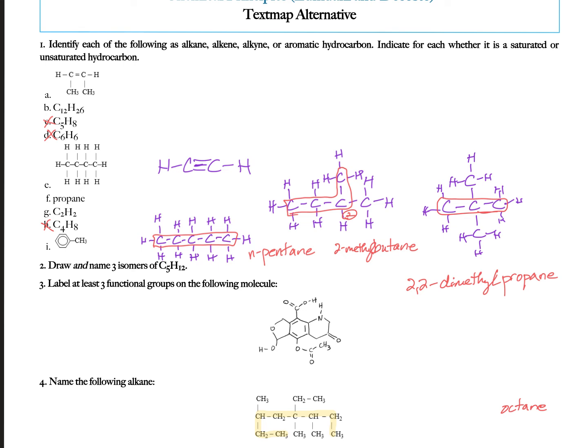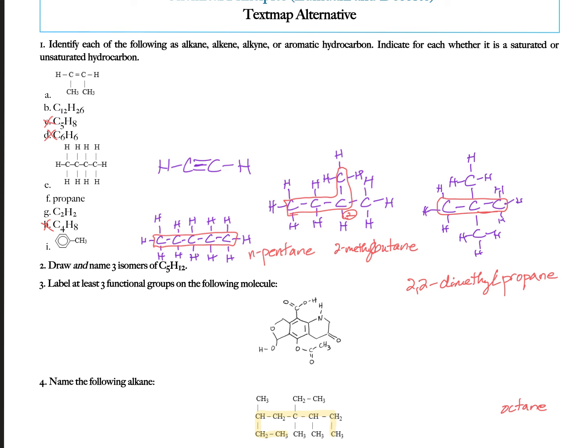So I've got to look at all the other numbers and see which numbering system is going to give me the lowest set of numbers. So again, here I'll have 1, 2, 3. I've got some branching here. Then on carbon 4, I have some branching. And then I have more branching on carbon 6. So if I number this way, I'm going to use the numbers 3, 4, and 6.